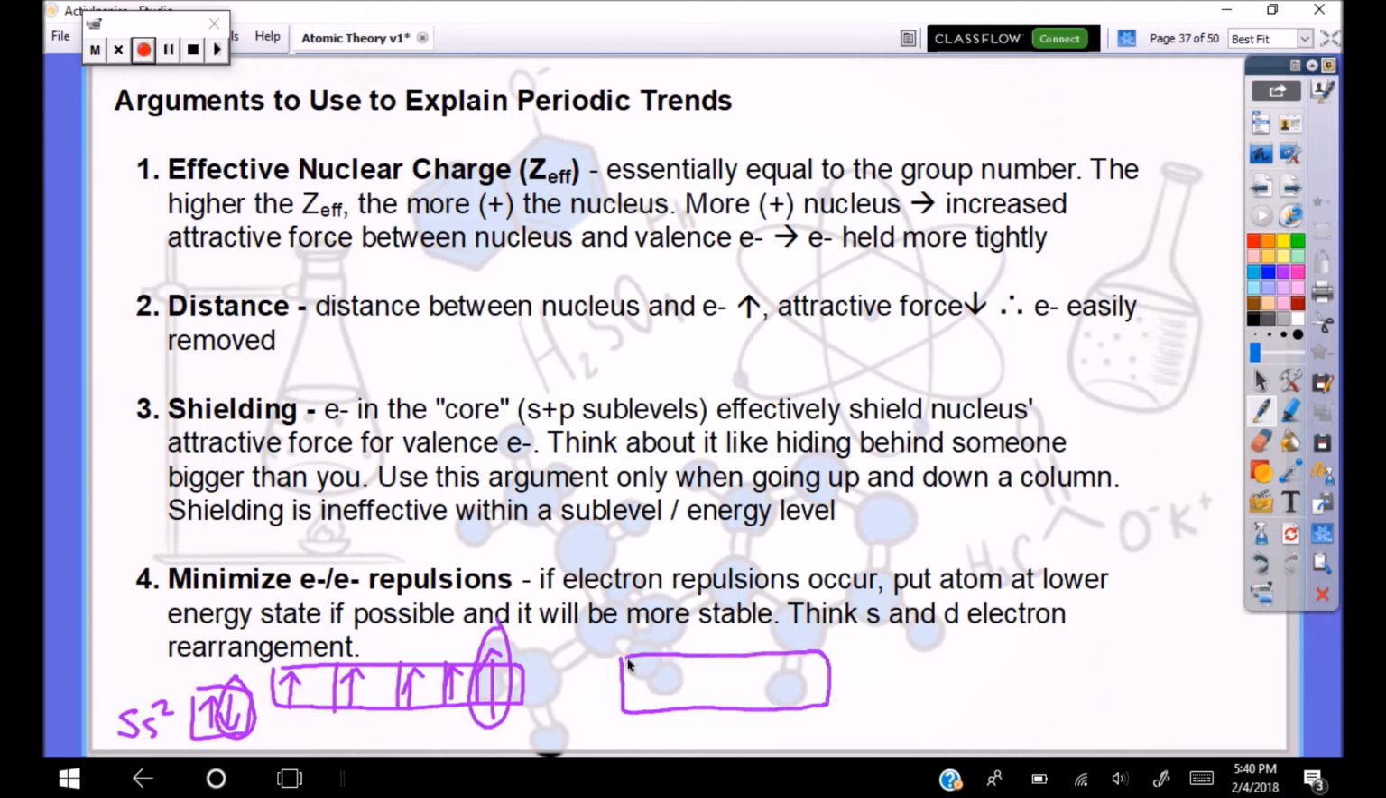This is also important when looking at sublevels like the p sublevel. If I can add another unpaired electron to reduce my electron-electron repulsions, that's great. Once I start adding additional ones, I start getting into more repulsion, and it's not going to be as stable. Okay.